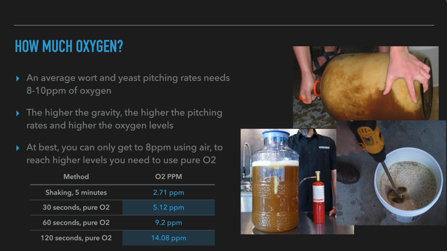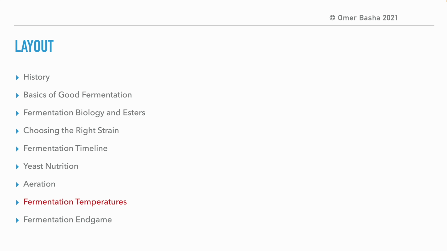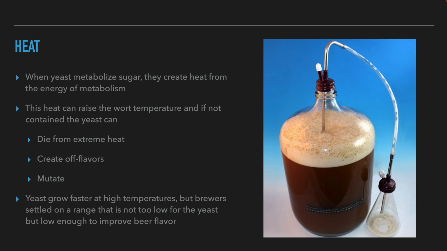You can see in the small table here how many ppm of dissolved oxygen we will get with shaking for 5 minutes or with the flow of oxygen for certain times to the wort. You can clearly see the difference in efficiency. After we talked about oxygen and its importance at the beginning of fermentation, we need to talk about fermentation temperatures and their importance. Let's start by talking about heat.